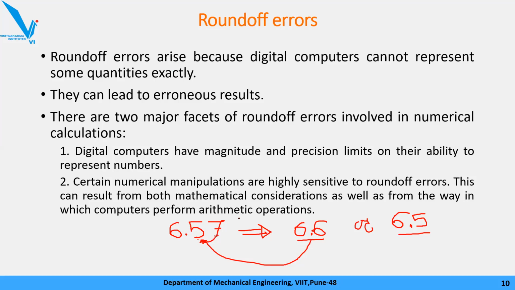Second case, another possibility is that I can represent this same number 6.57 as 6.5. The method of obtaining this number is called chopping off. Here we chop: we need two significant digits, so 6 is the first significant digit, 5 is the second significant digit, and I'll chop off the 7. The error caused due to this chopping off is called a truncation error. We will see in the next slide.